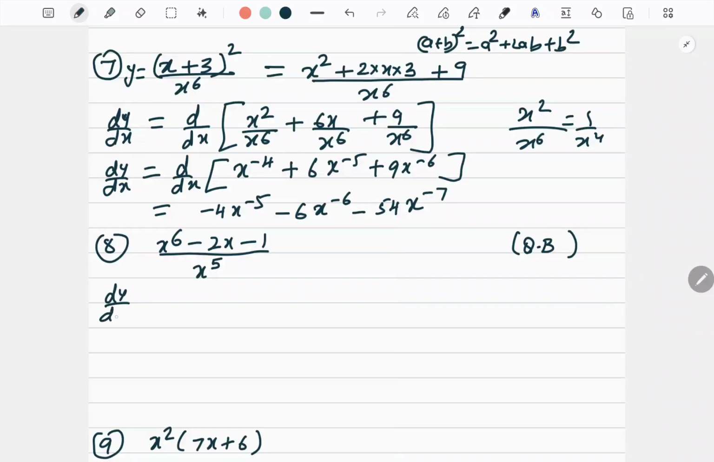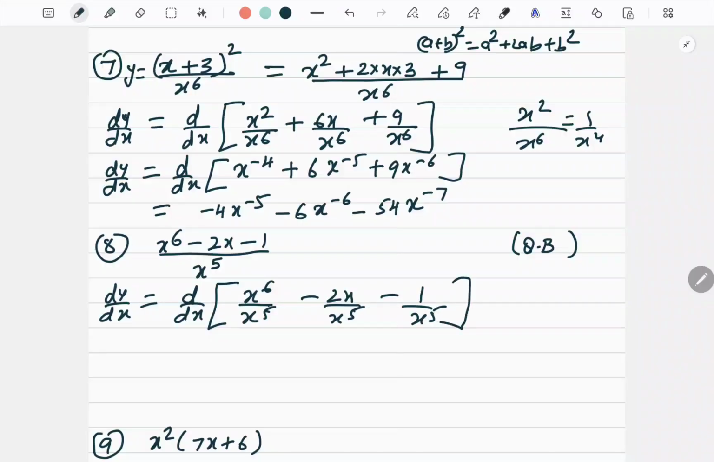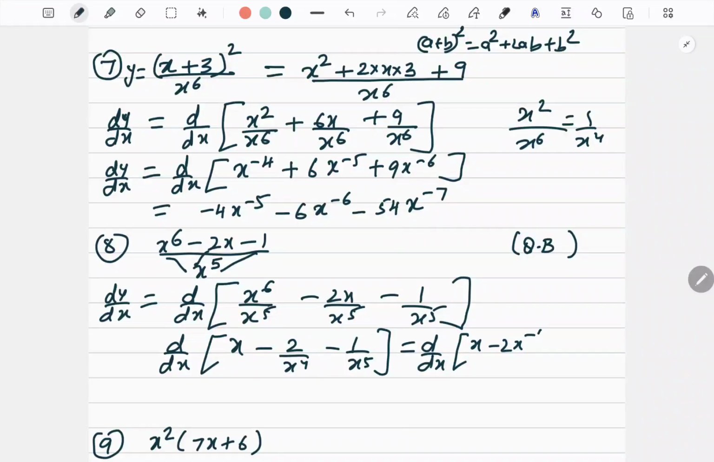If I want to find dy/dx, I will do d/dx of, separating the terms, x⁶ upon x⁵ minus 2x upon x⁵ minus 1 upon x⁵. Always remember it is separated like this: every term in the numerator has x⁵ in the denominator. So this is d/dx of x minus 2 by x⁴ minus 1 upon x⁵, which is d/dx of x minus 2x to the power minus 4 minus x to the power minus 5.